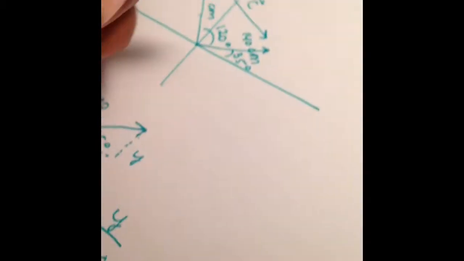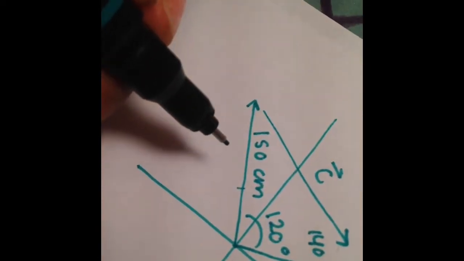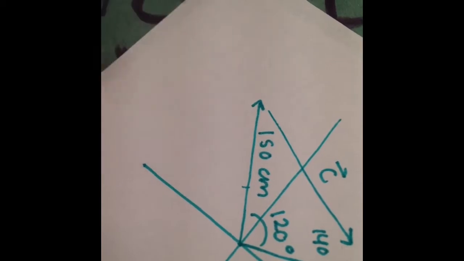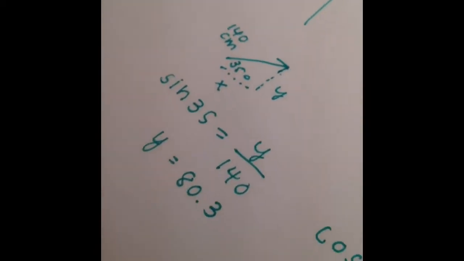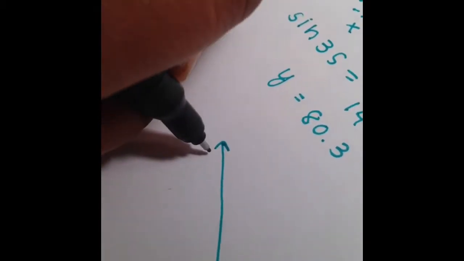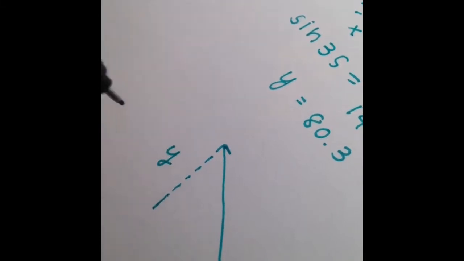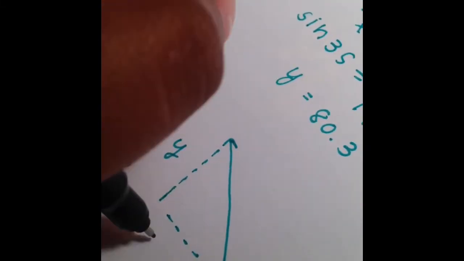So now we're going to do the same thing for the first vector up here, the 150 centimeters vector. Again, we're trying to find the x and y components of this vector. So if you bring it down and make it independent from the axes, here's the vector, here you have your y component, and here you have your x component.